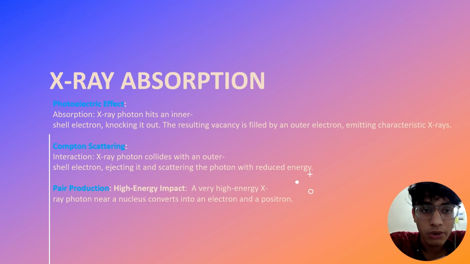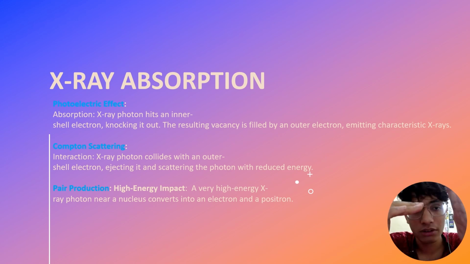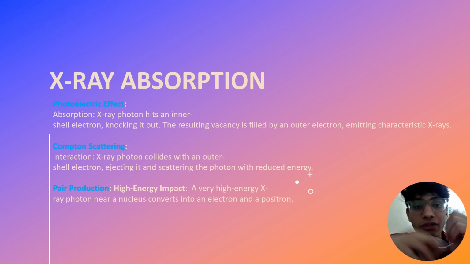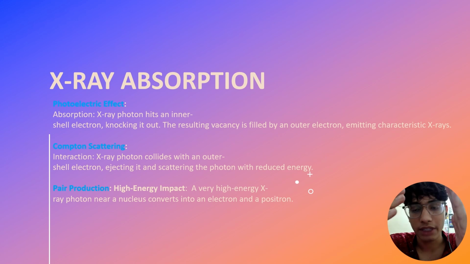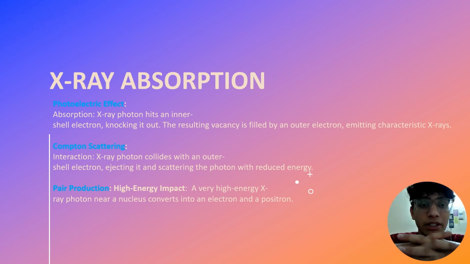scattering. Here an X-ray photon collides with an outer shell electron, ejecting it, and the scattered photon continues with reduced energy. Compton scattering often results in lower energy and deflected X-ray photons.